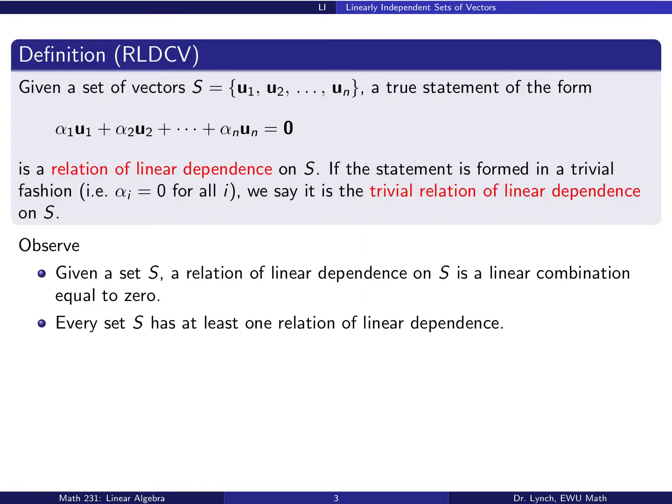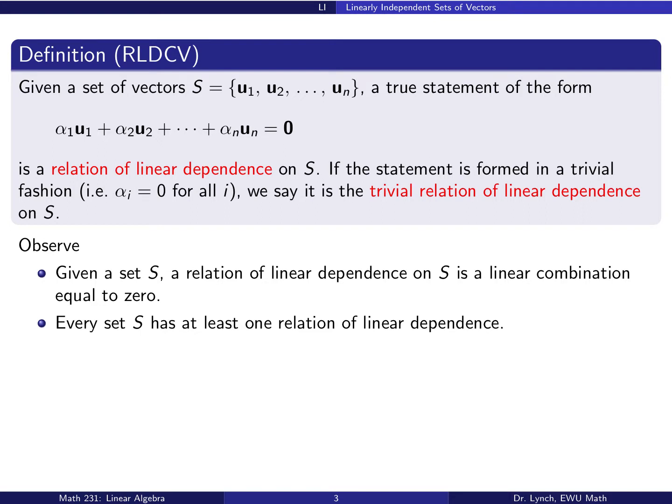Okay, so to begin with the definition, here's the definition. Given a set of vectors, u1 to un, a true statement of the form alpha 1 u1 plus all the way out to alpha n un equals 0 is called a relation of linear dependence. Oftentimes we'll call this a zero linear combination.